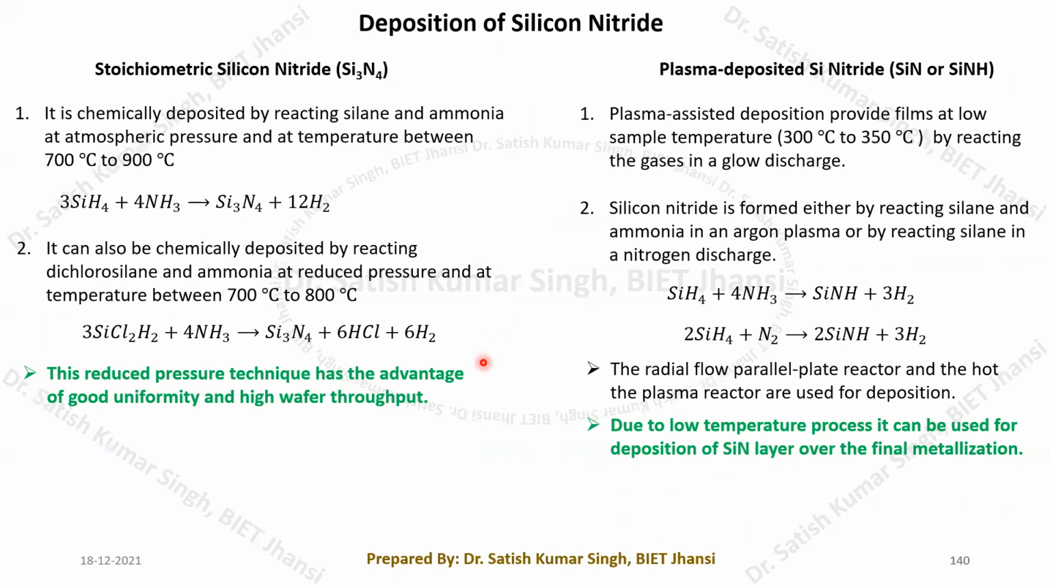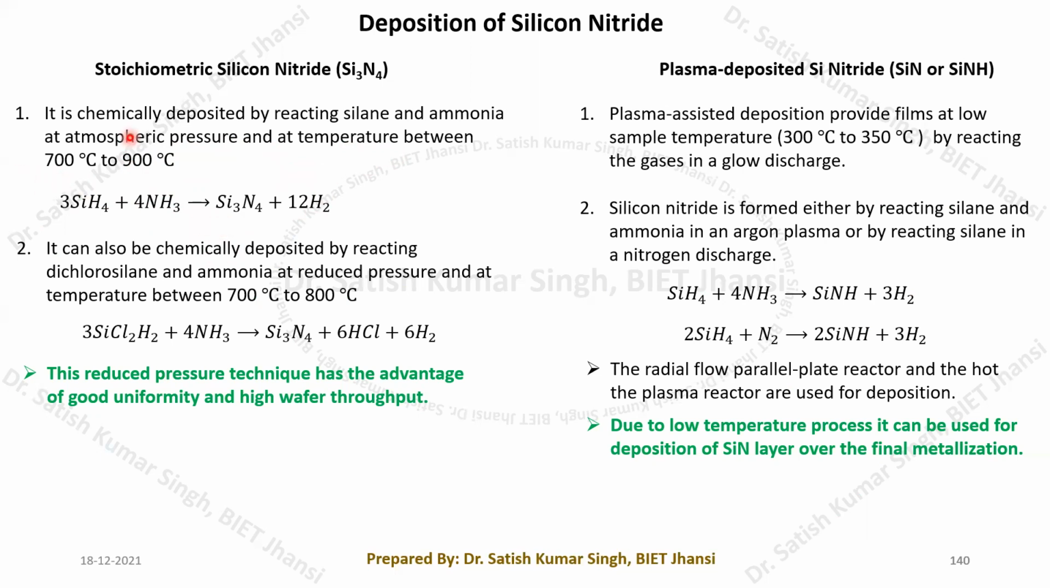And now to deposit silicon nitride, as I said, first of all we can have the stoichiometric silicon nitride, Si3N4. In the first case we can use atmospheric pressure CVD at a temperature between 700 to 900 degrees centigrade. We have to use silane and ammonia. These two gases are used, and after the reaction we get this Si3N4 layer.